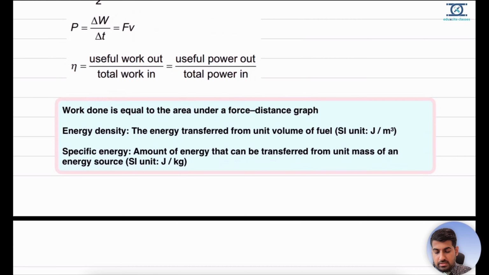The energy density: there is only a small portion in this new syllabus about energy density and specific energy, so you should know the definition which I have mentioned here, and even the units are quite important. They may ask you a simple definition or unit-based question in your MCQ paper. Energy density is the energy transferred per unit volume of any source of energy or fuel. So this will be energy per unit volume, joule per meter cube. Specific energy is the amount of energy that can be transferred from unit mass of an energy source. So joule per kg is the SI unit.